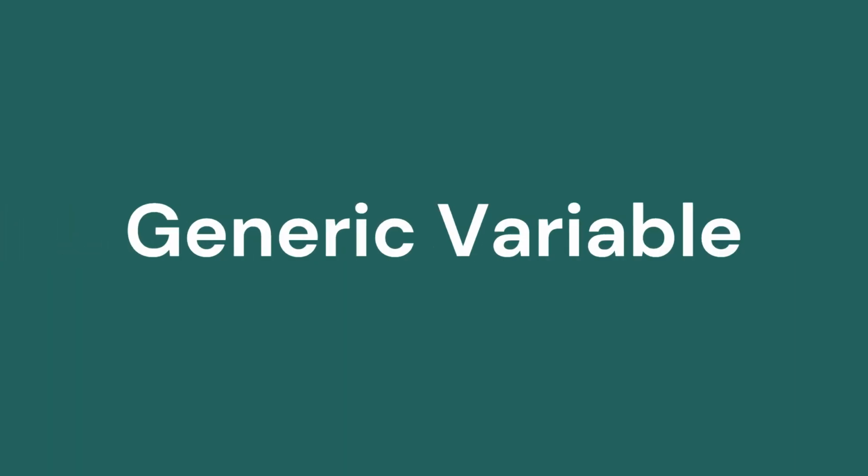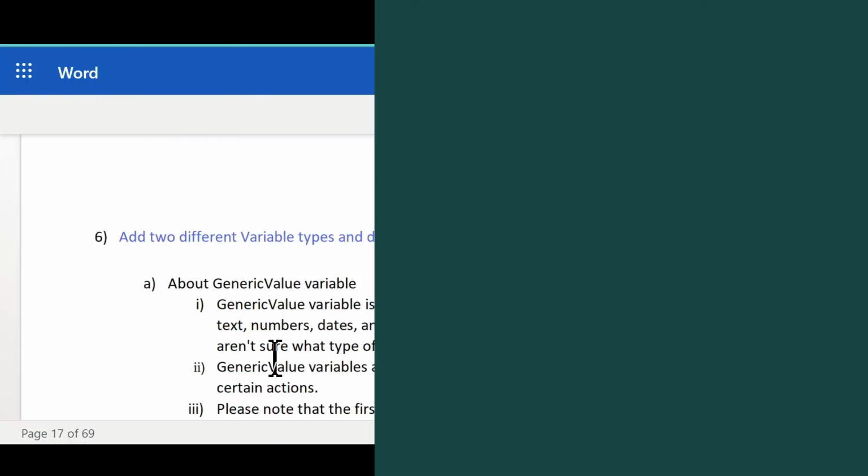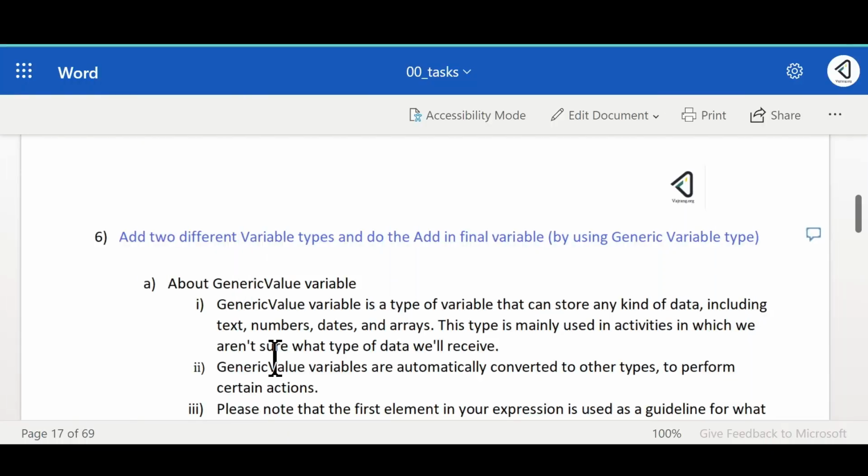Let's work on the next task, that is how to use generic variables. Till now we have seen multiple types of variables like boolean, which accepts only true or false, integer, which accepts only numbers, strings that accept only text values. Now, in case we need a variable that is dynamic, or we don't know exactly what value we can get, it can be either a string or an integer or a boolean value. In that case, we will use generic variables.